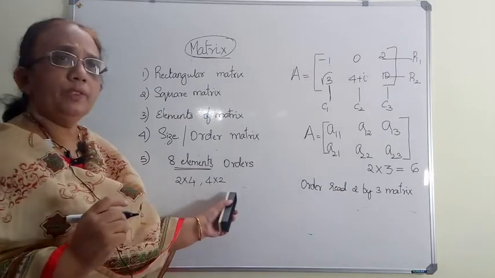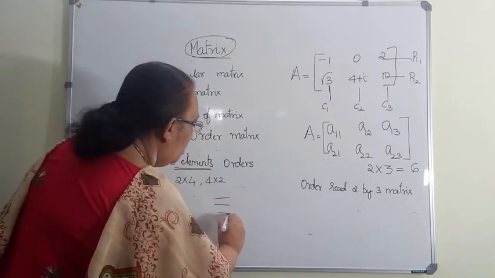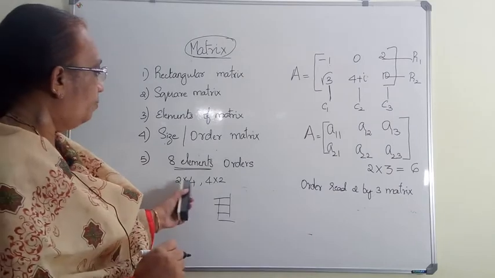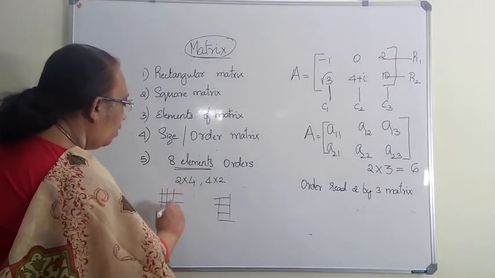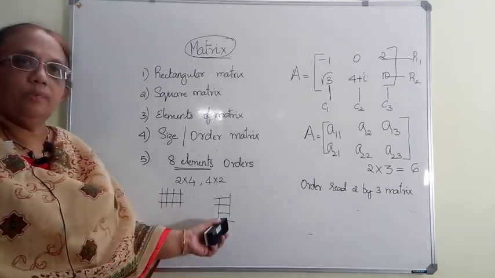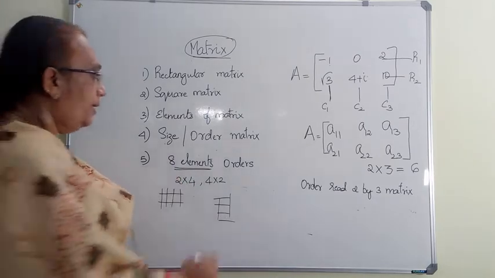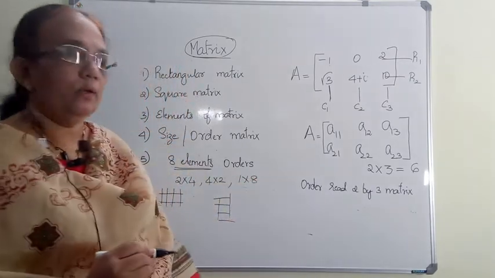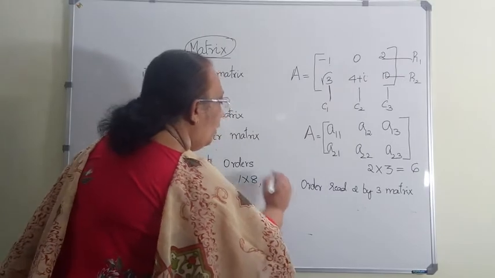What is the meaning of 4 by 2? That matrix has 4 rows and 2 columns. 2 by 4 means the matrix has 2 rows and 4 columns. Is this the only possible way to get 8? No. You can see 1 by 8. Yes, very good. 1 by 8 and 8 by 1.